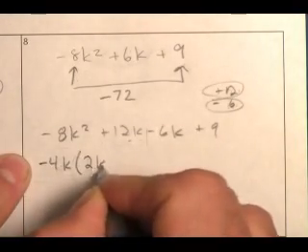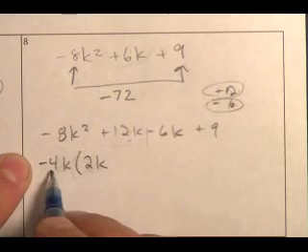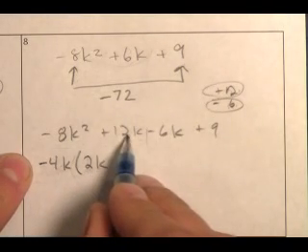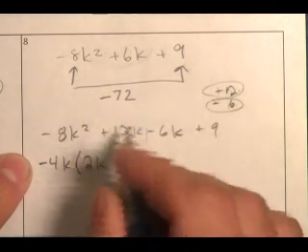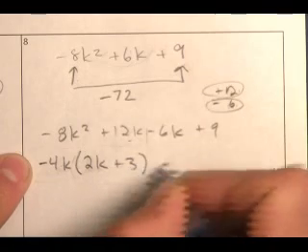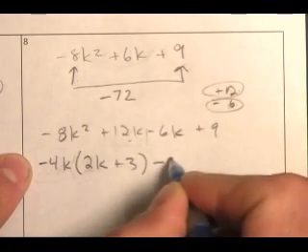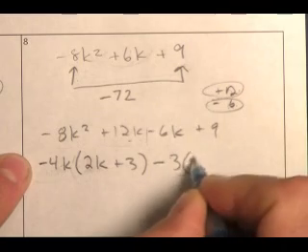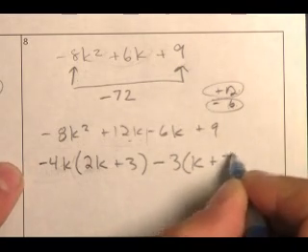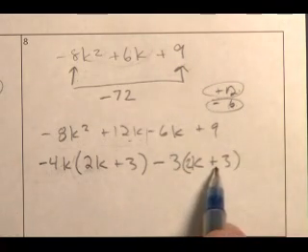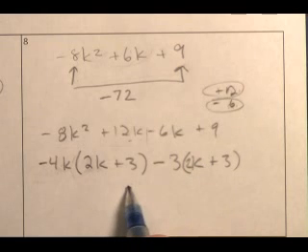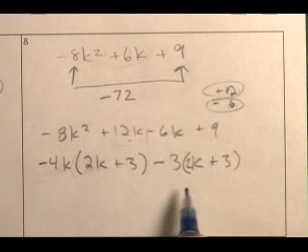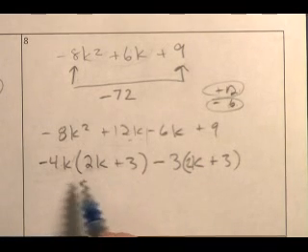Times just positive 2k. Now watch, I want to do negative 4k times what equals this guy. Right? What do you get? Positive 3. I'm going to take a negative 3 out of this guy, and what am I going to get? 2k plus 3. The next thing I have to do is factor this 2k plus 3 out. It's going to be 2k plus 3 times negative 4k minus 3.